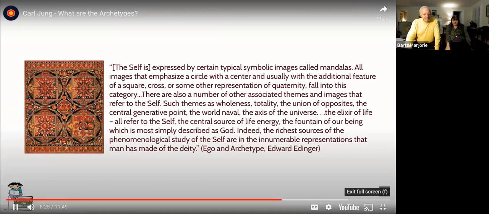The self is expressed by certain typical symbolic images called mandalas. All images that emphasize a circle with a center and usually with the additional feature of a square, cross, or some other representation of quaternity fall into this category. There are also a number of other associated themes and images that refer to the self, such themes as wholeness, totality, the union of opposites, the central generative point, the world navel, the axis of the universe, the elixir of life. All refer to the self, the central source of life energy, the fountain of our being, which is most simply described as God. Indeed, the richest sources of the phenomenological study of the self are in the innumerable representations that man has made of the deity.